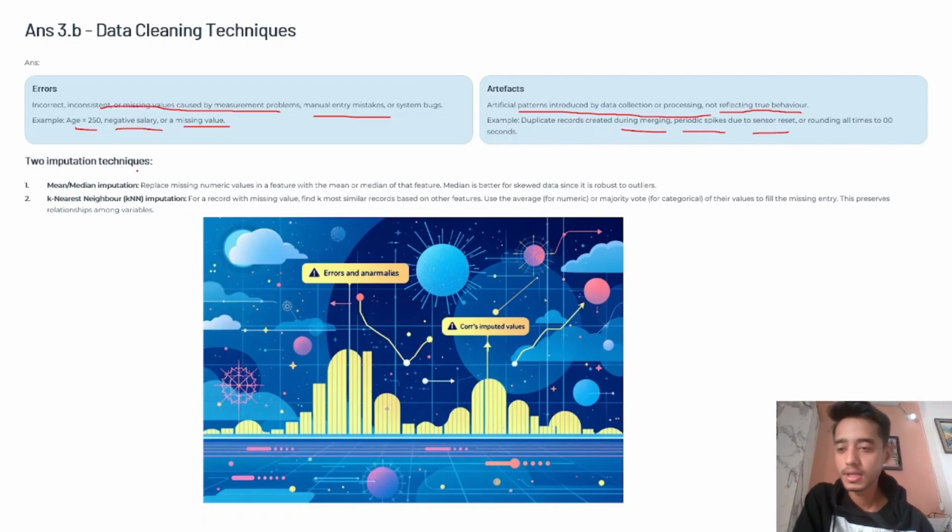So two imputation techniques. First is mean or median imputation, replacing missing numeric values in a feature with the mean or median of that feature. Median is better for skewed data since it is robust to outliers. Next is k nearest neighbor imputation, KNN. For a record with a missing value, find the k most similar records based on the other features. Use the average or majority vote of their values to fill the missing entry. This preserves relationships among variables.